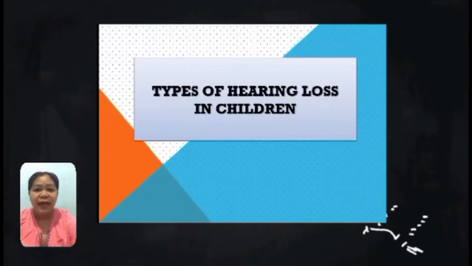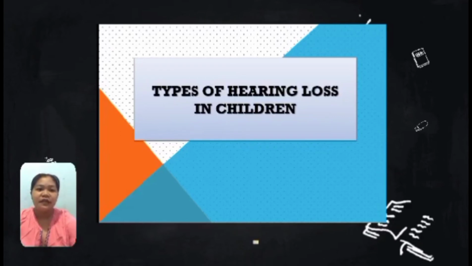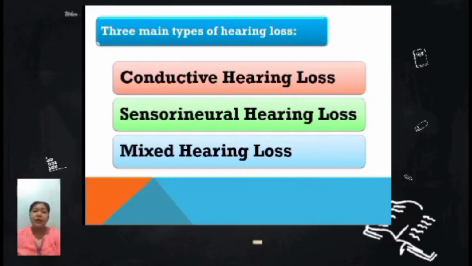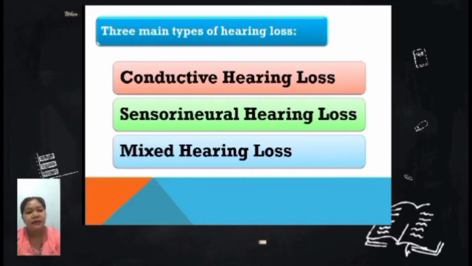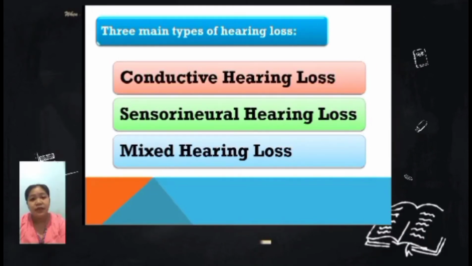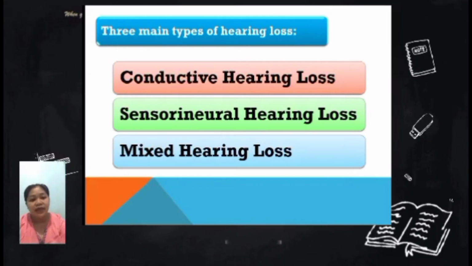There are several types of hearing loss, which means there are different ways to manage it, and it is very important to fully understand them. There are three main types of hearing loss: conductive hearing loss, sensorineural hearing loss, and mixed hearing loss.